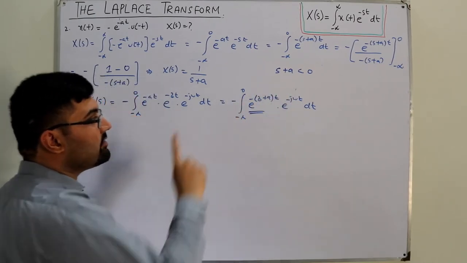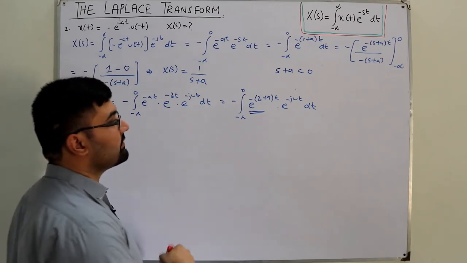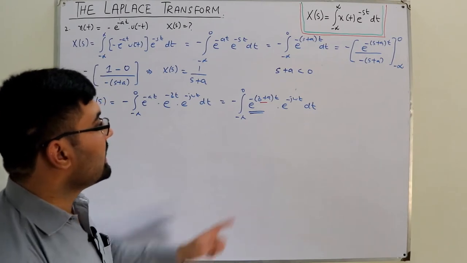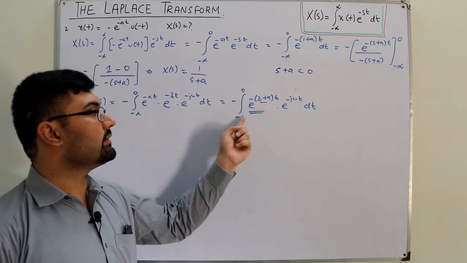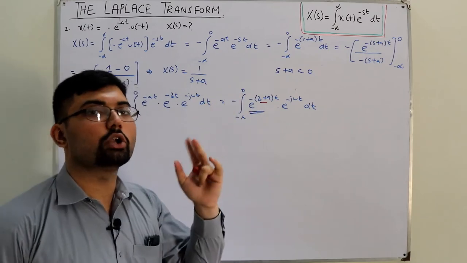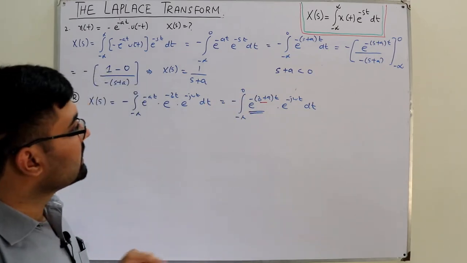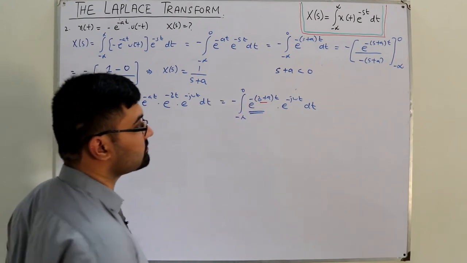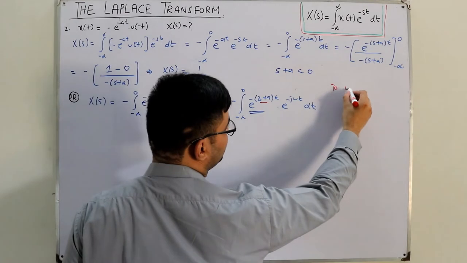If you put t as negative infinity over here, first have a look at whether this is positive. If s plus sigma plus a is positive, and positive into negative would give you a negative, then you put a negative infinity, so you would get a positive infinity, and exponential of positive infinity would not converge. If sigma plus a is negative, it converges.